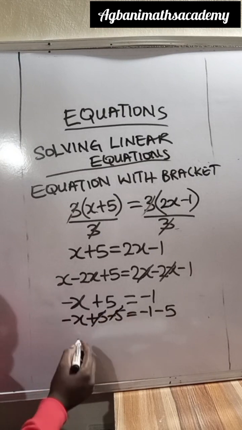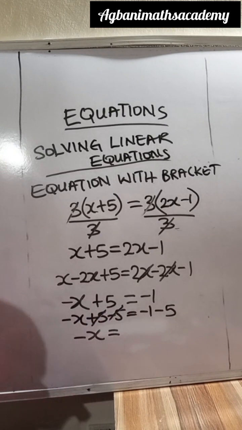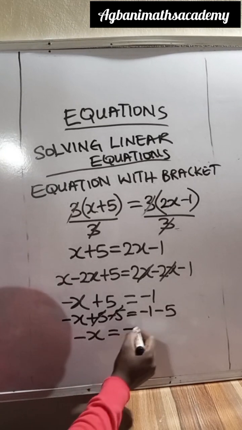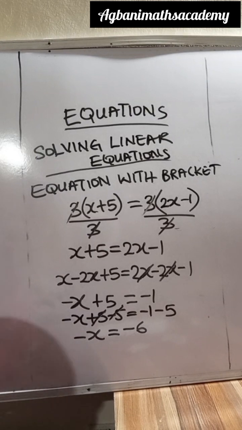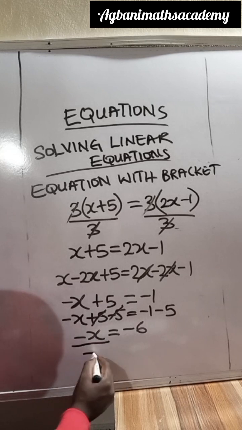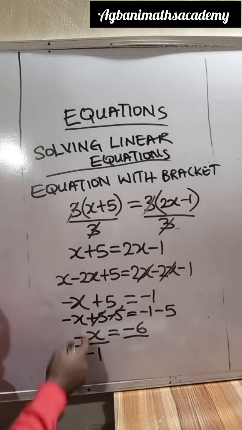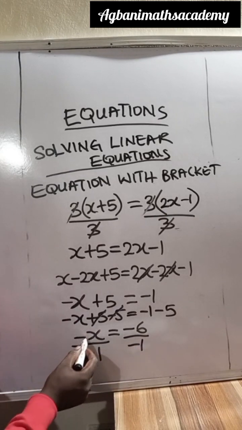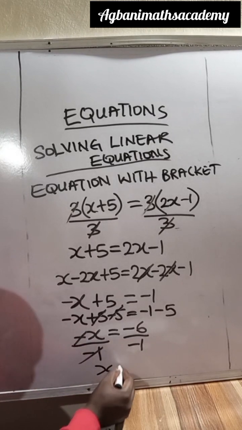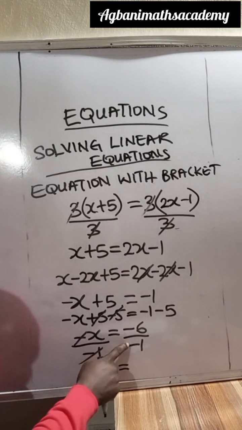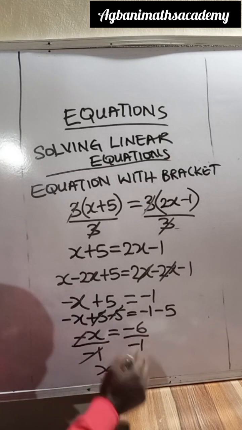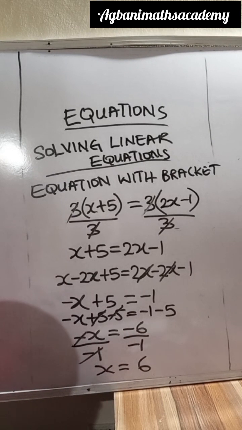So plus 5 minus 5 cancels out. We have minus x is equal to minus 1 minus 5, which is going to give us minus 6. So to get x, we are going to divide both sides by minus 1, since there's an invisible 1 here. So minus will cancel out minus. We have x is equal to minus divided by minus gives us plus, and 6 divided by 1 gives us 6. So our answer to this question is 6.